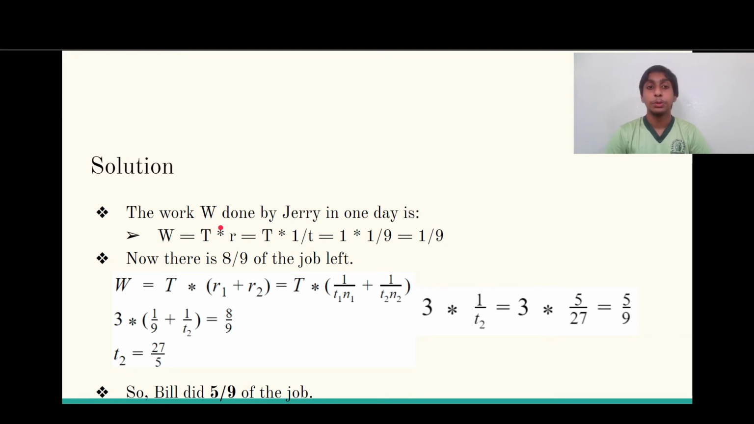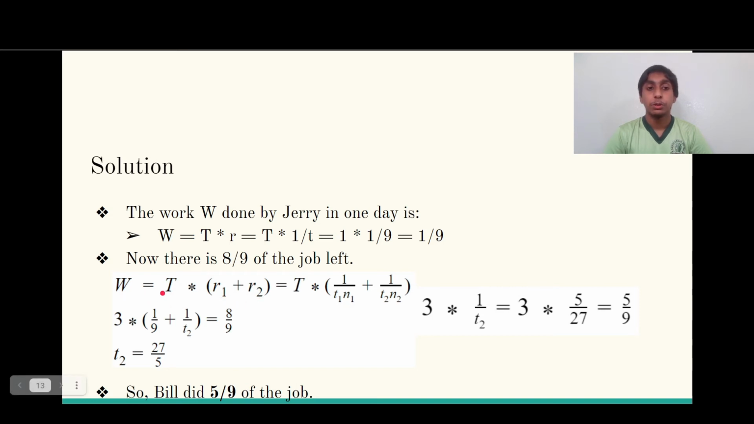So the work W done by Jerry in 1 day is W is equal to T times R. Remember, this was our basic formula, which is T times 1 over T. Here, he's worked for 1 day, so 1 times 1 over 9, because it takes him 9 days to complete it by himself. If he was doing it only by himself, it would take him 9 days. So 1 times 1 over 9, which is just 1 over 9. So Jerry has already done 1/9 of the project. So now there's only 8/9 of the job left. 1 minus 1/9 is 8/9, right? So now we have 2 different people working at 2 different rates. So how do we solve this?